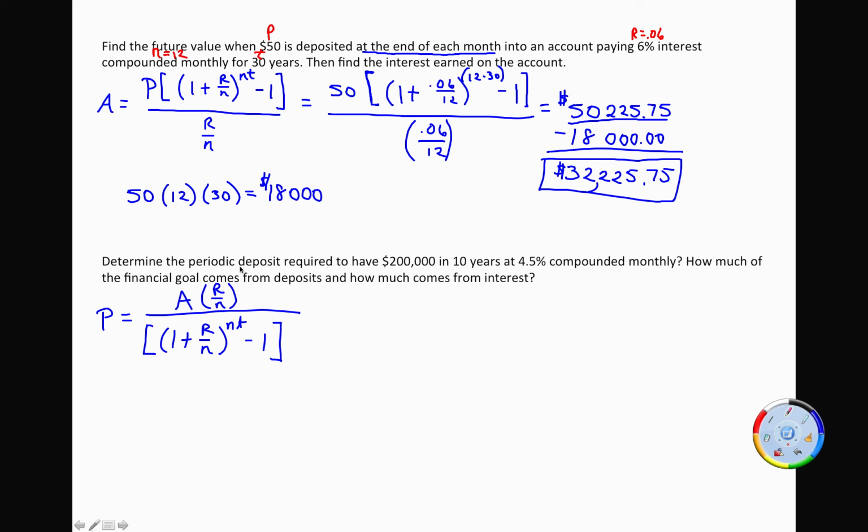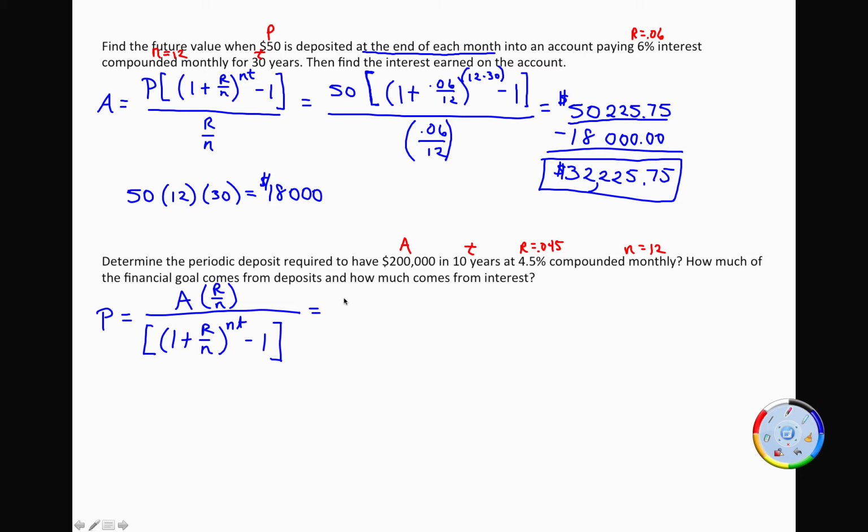Okay, so determine the periodic deposit required to have $200,000 in 10 years at 4.5% compounded monthly. How much of the financial goal comes from deposit and how much comes from interest? Okay, so the $200,000 is what I'm going to have in the future. That's my accumulated amount or my future value. Of course, 10 years is T and R is 0.045. And because it's compounded monthly, N is 12.